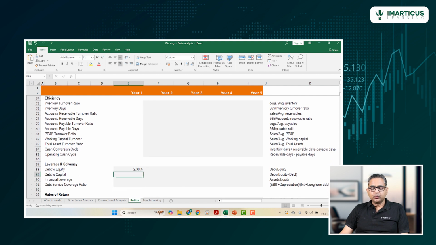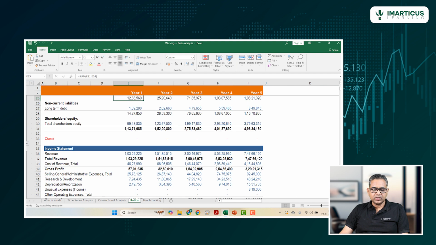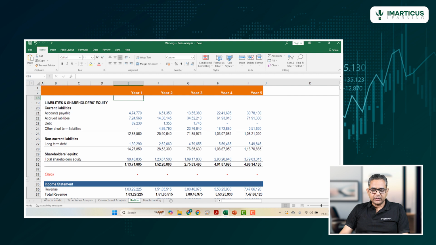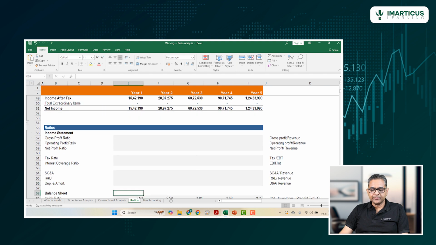So it is only 2.3%. Debt is just 2% of the amount of equity. If you see, the debt amount here is 89,139, whereas shareholders' equity is 99 lakh 43,835. So equity is a much larger amount as compared to total debt. So this is captured through debt to equity ratio.